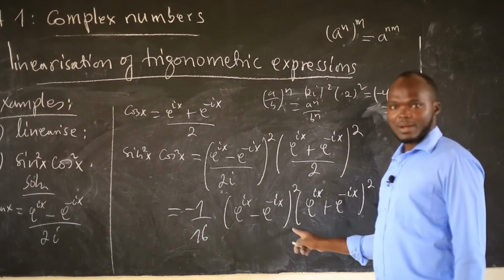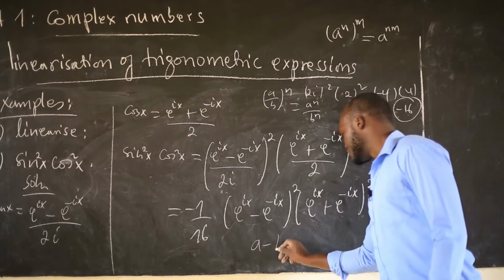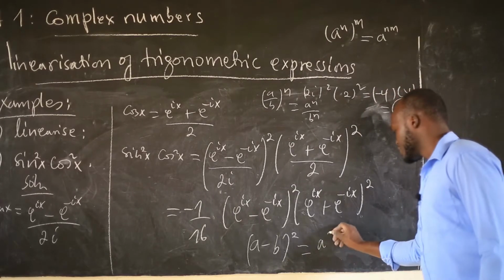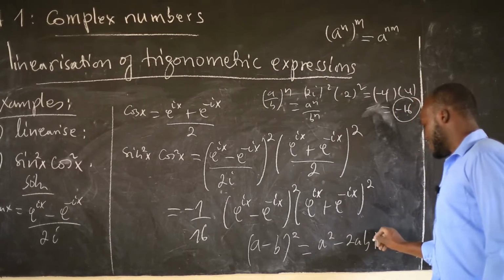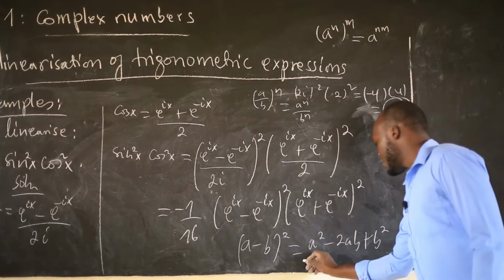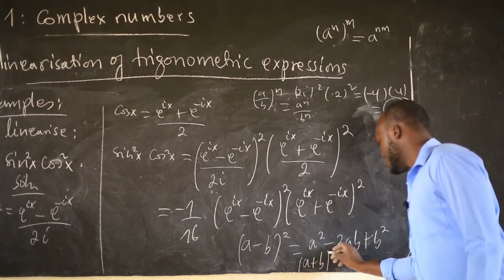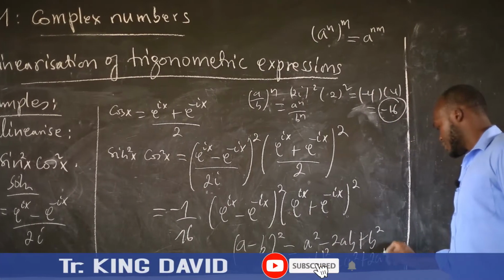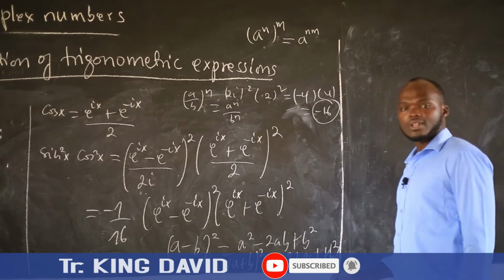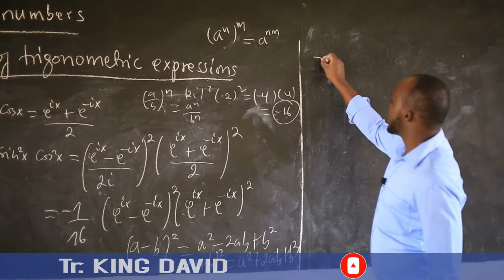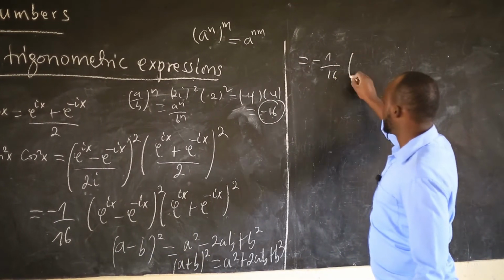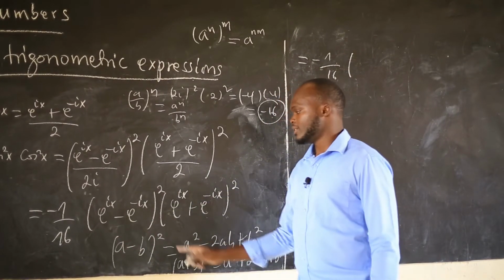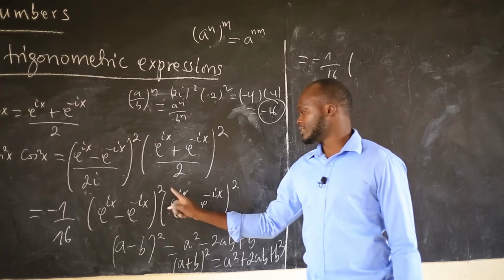So how are we going to expand this one? Remember when you have a minus b squared, it is a squared minus 2ab, then plus b squared. So what is a plus b squared? A plus b squared is a squared plus 2ab plus b squared. So that's what we're going to use. So it will be negative 1 over 16 into bracket this one, e power ix minus e power negative ix, then squared.